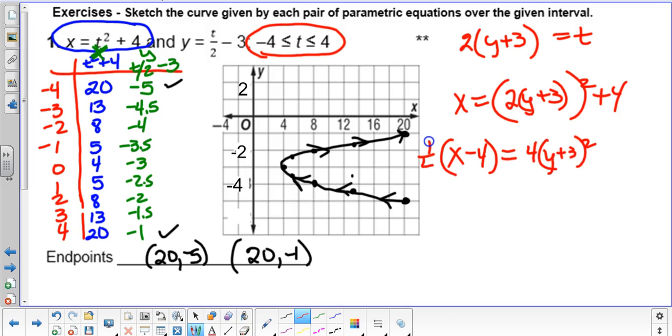Does that look like something whose vertex is 4, negative 3 and open sideways? HK would be 4, negative 3. Is that where our vertex is? The y is squared and it's a positive p, so it's opening this way. All right, you don't have to do that. I'm just trying to tie this all together.